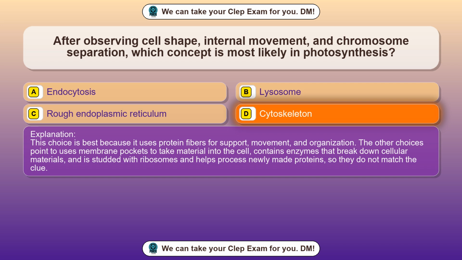This choice is best because it uses protein fibers for support, movement, and organization. The other choices point to uses membrane pockets to take material into the cell, contains enzymes that break down cellular materials, and is studded with ribosomes and helps process newly made proteins, so they do not match the clue.